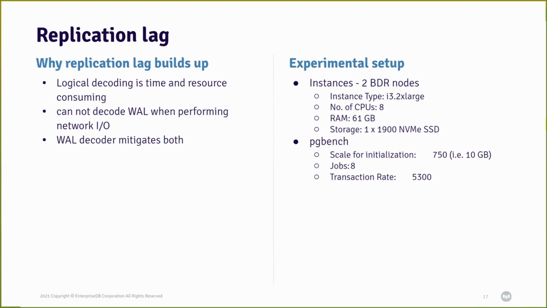The second measurement we did was replication lag. So with logical replication, as we increase the number of transactions, as the transaction throughput increases, more WAL is generated, and then a single WAL sender is not able to cope up with that increased rate of WAL.